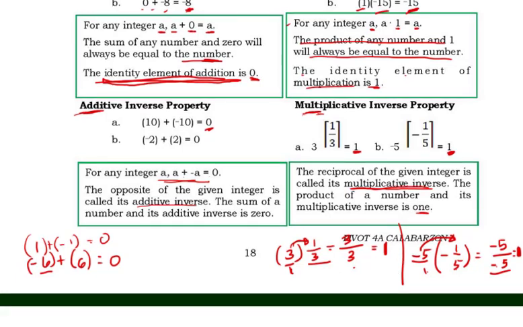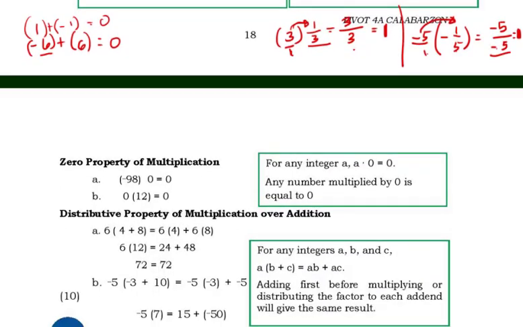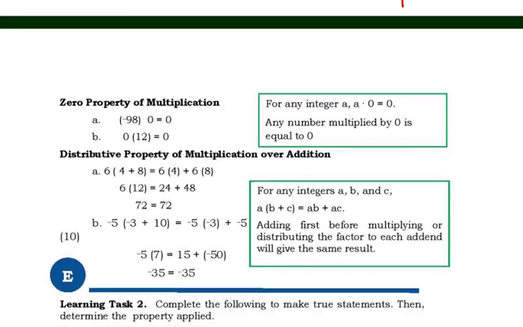Okay, dito po tayo sa baba. Meron po tayong property na tinatawag na zero property of multiplication. Ito po ay para lang po sa multiplication. Wala na po nito ang addition. Okay? Sabi po dito, for any integer a, a times 0 is 0. Any number multiplied by 0 is equal to 0. Kahit ano daw pong number, pag minultiply mo sa 0, ang sagot po ay 0. Ang tawag po sa property na yon ay zero property.